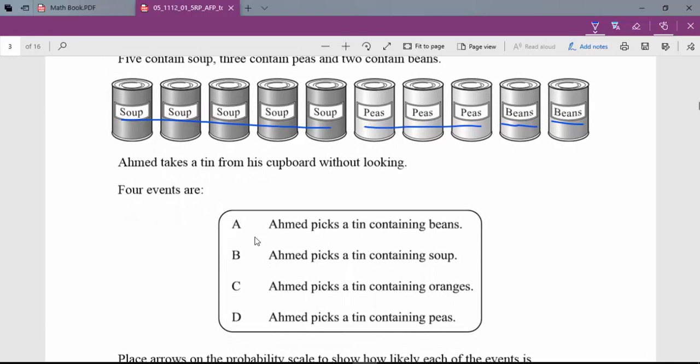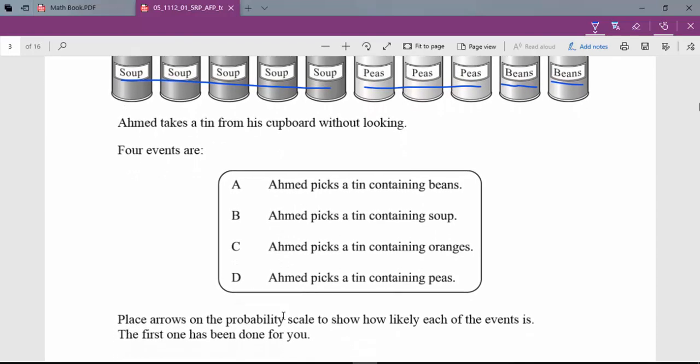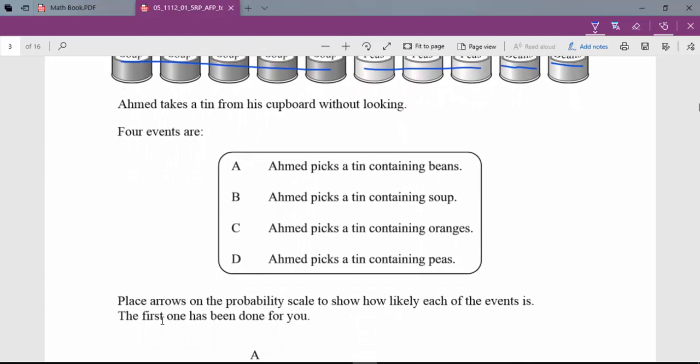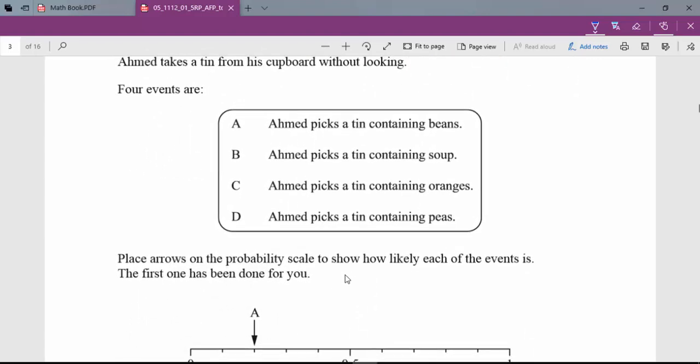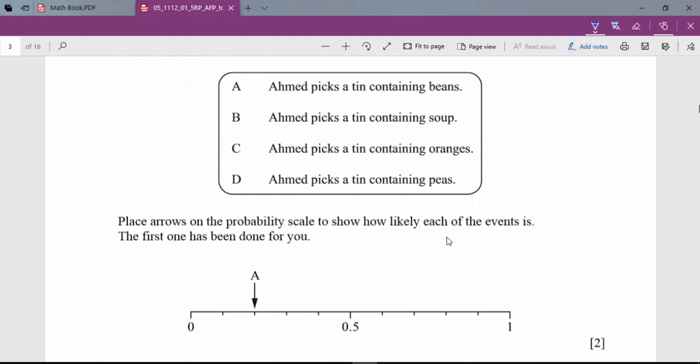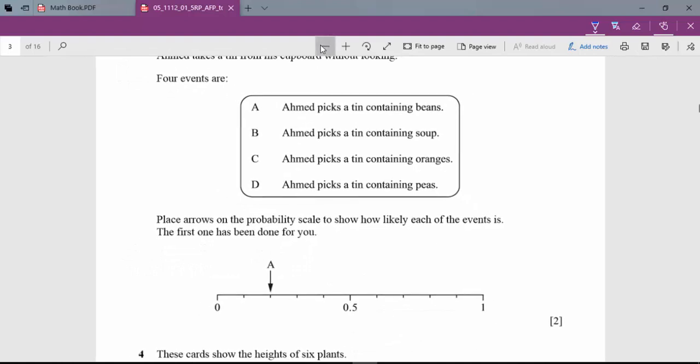Without looking, we have A: Ahmed picks a tin containing beans. Ahmed picks a tin containing soup, orange, and peas. Then place the arrow on the probability scale to show how likely each event is.